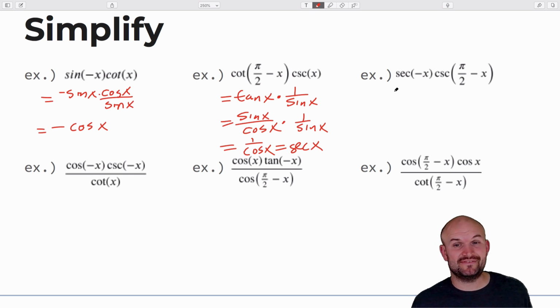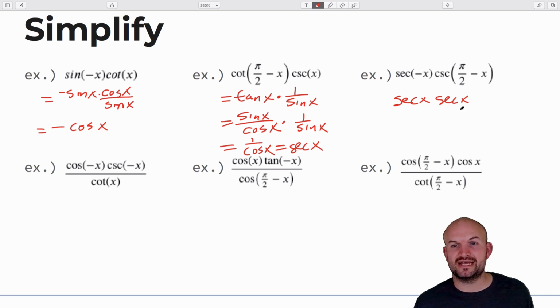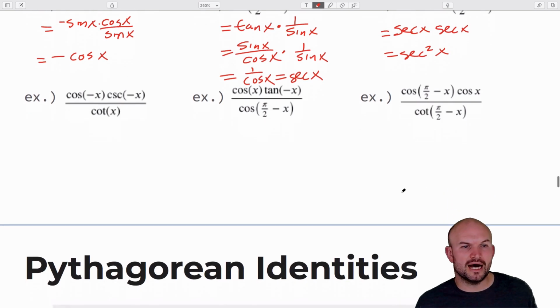Remember, secant is even, so therefore that is just the same thing as secant of x. And then cosecant of pi halves minus x, using the cofunction identity, that's equal to secant of x. So again, secant of x times secant of x is equal to secant squared of x. Next example, again, cosine is even, so therefore that's going to be cosine of x.